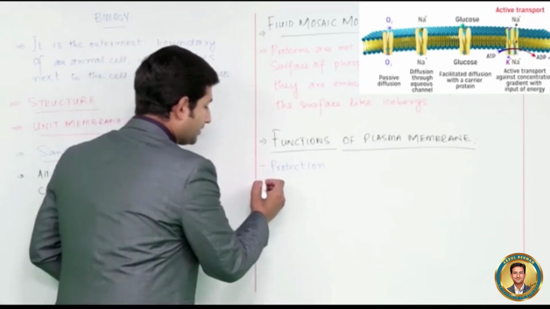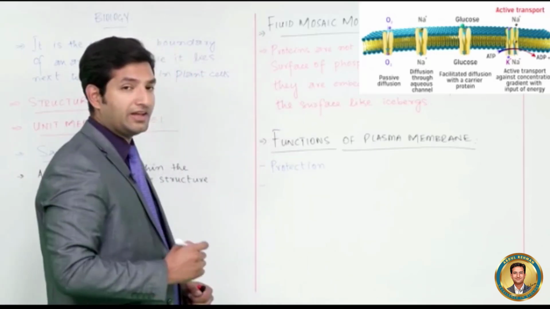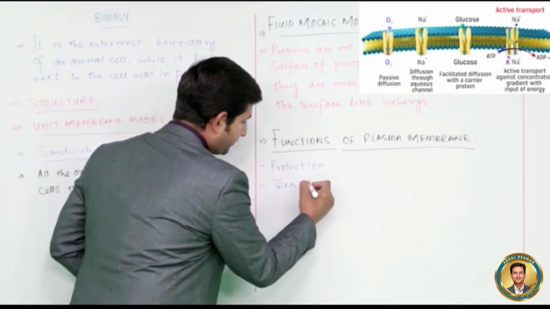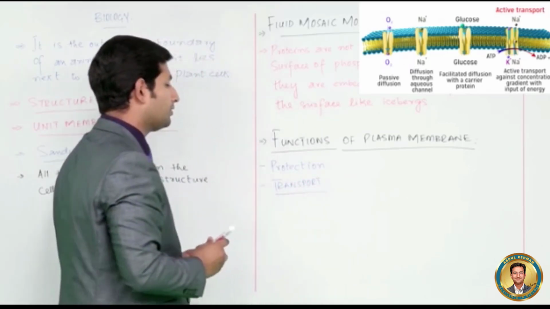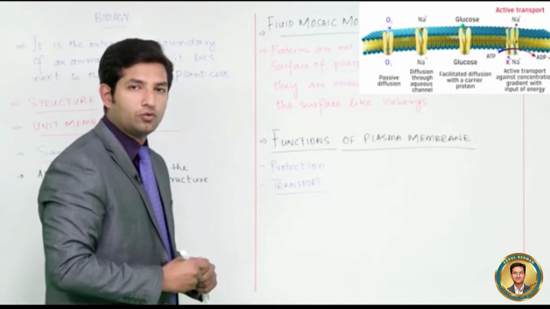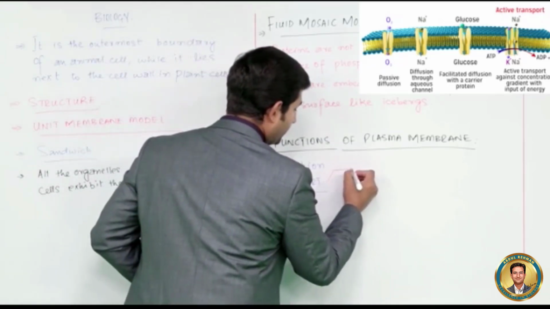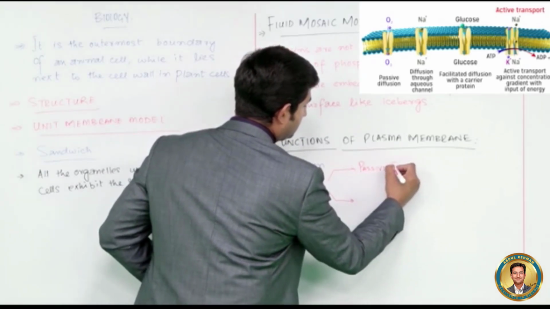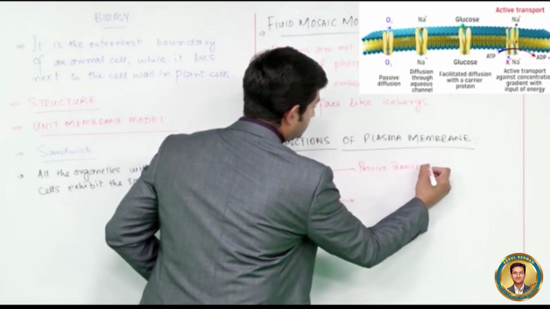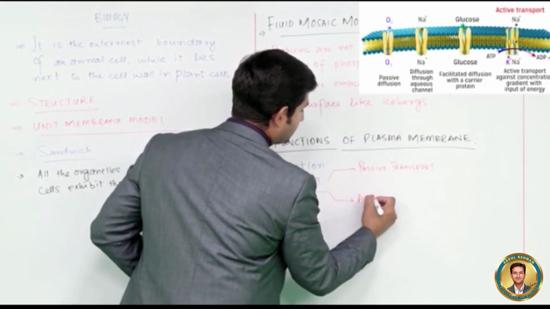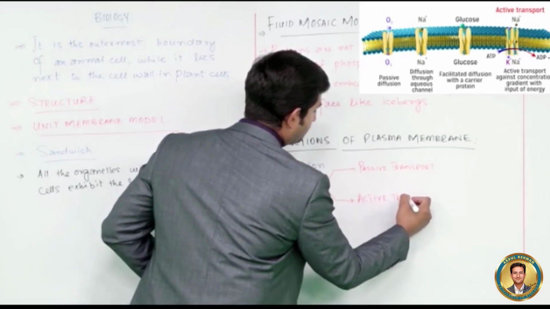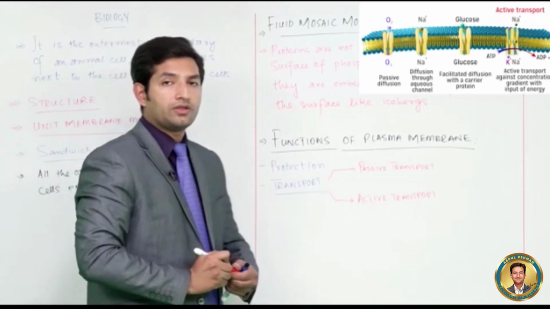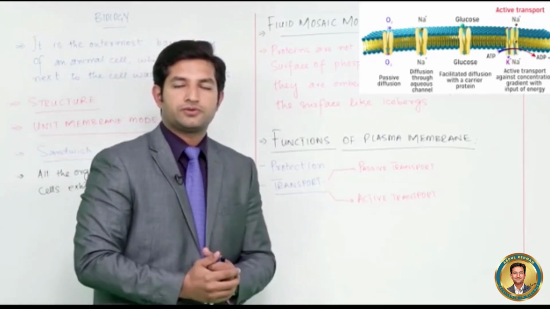Okay? The second function is about the transport. Now, for our understanding, I'm going to divide the transport into two basic types. The first one is passive transport. Okay? And the second one is active transport. All right, guys? Now, who can differentiate between these two different types of transports?